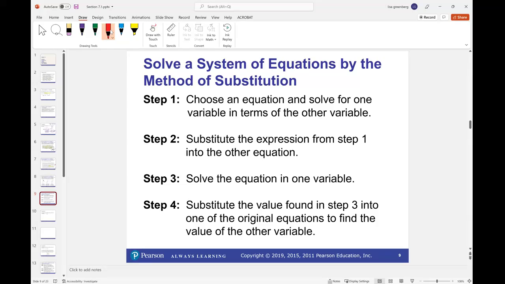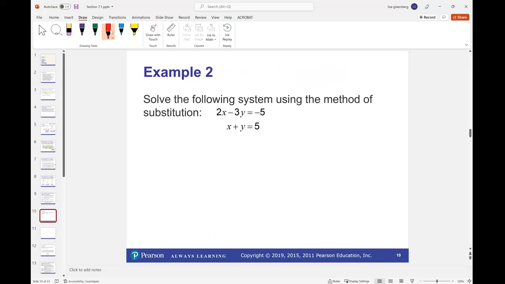Then we're going to substitute the expression from step 1 into the other equation. And then once we do that, we're going to have one variable instead of two. So substitute the value found in step 3 into one of the original equations to find the value of the other variable. So for example, here I have a system of equations, and we're going to use substitution. So I'm going to pick this equation because all the coefficients are 1. And it makes it a lot easier.